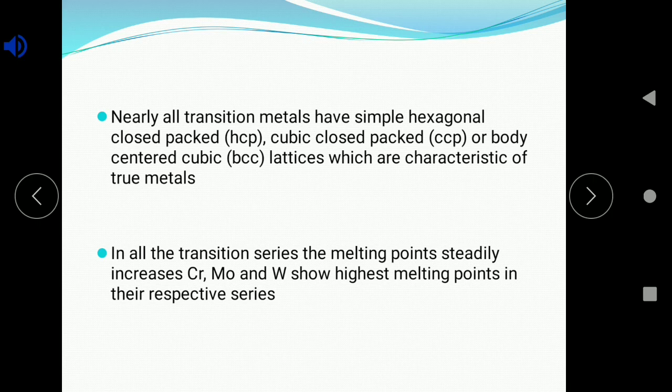Now it is time for the assignment. You have to explain why third transition series elements show higher ionization enthalpy values as compared to the first and second series. The second question is: explain the periodic trend in the ionic radii shown by first transition series elements. Thank you.